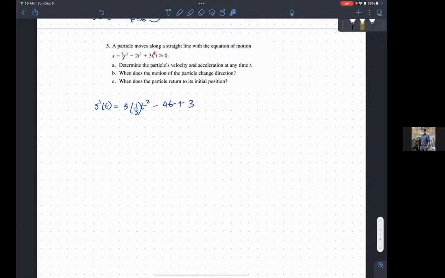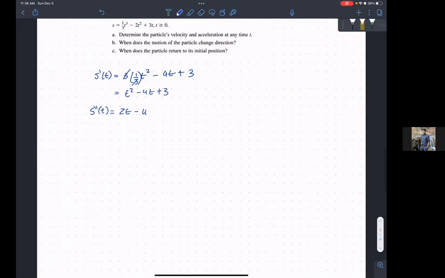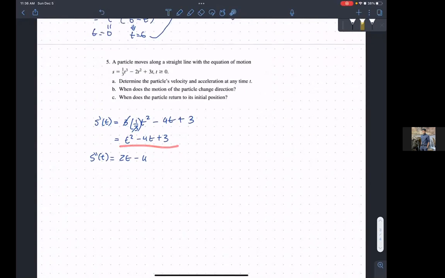And the power rule: if you have t to the 1, you bring it over and subtract one, you get 0. T to the power of 0 is 1, so you get rid of the t, right? Here, the 3s cancel out, so we just have t squared minus 4t plus 3. That will be your equation for s prime t. Now let's do the double derivative, s prime prime t. You take the derivative of this, 2t minus 4, and if you have a constant, it always turns to 0, right? So now you have both your equations for velocity and acceleration. So A is done, okay?